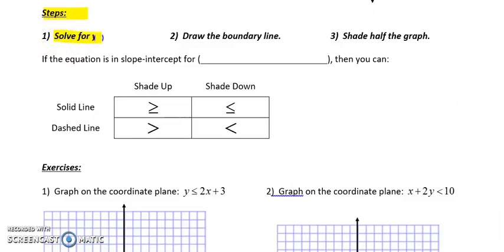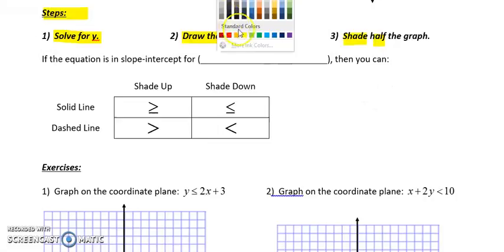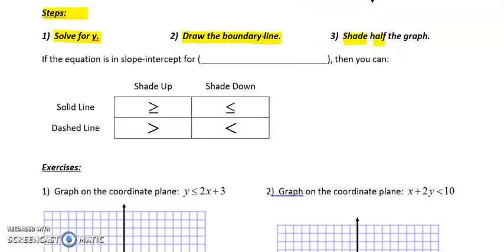First step is solve for y. Second step is draw the boundary line. Third step is shade the half of the graph, the left side or the right side of the boundary line. So make sure your equation is in slope-intercept form: y equals mx plus b.